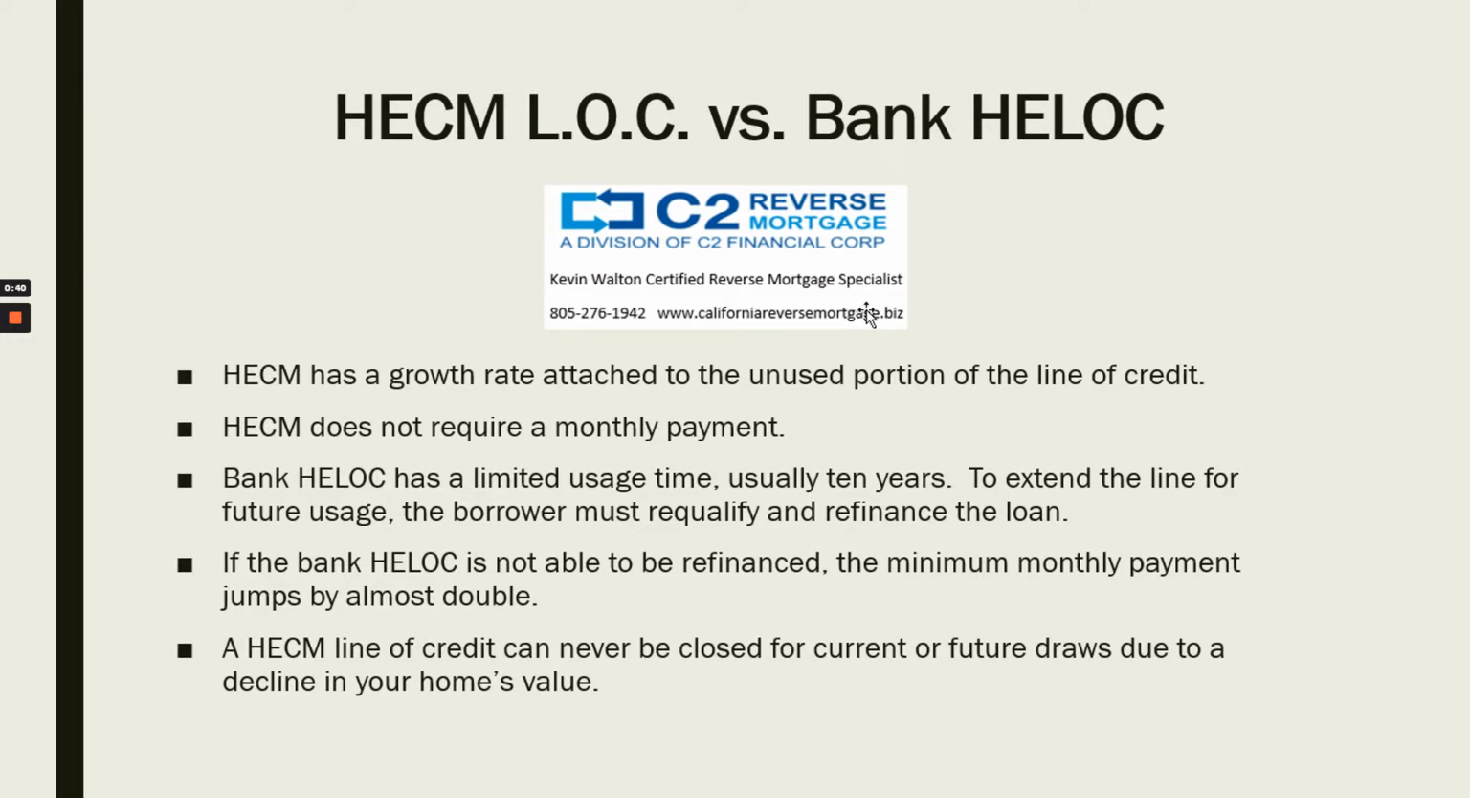So the first bullet point, the HECM has a growth rate attached to the unused portion of the line of credit. I'm going to make a whole separate video just on this concept, but just know this. The unused portion of the line of credit that you haven't used yet, every month it goes up. You get a bump, and it's tied to the interest rate. The bank HELOCs don't have that. So it's really important to know this.